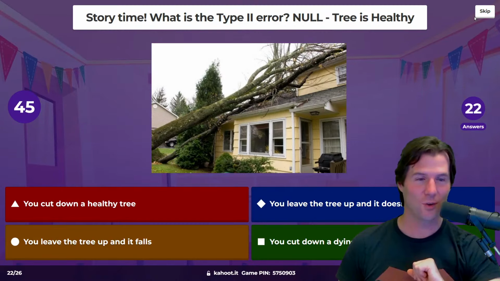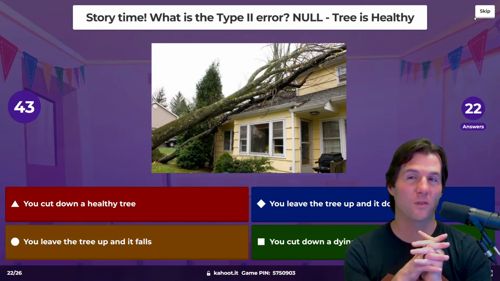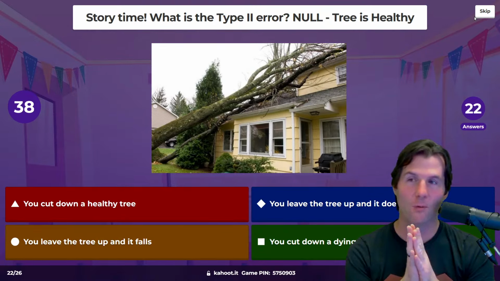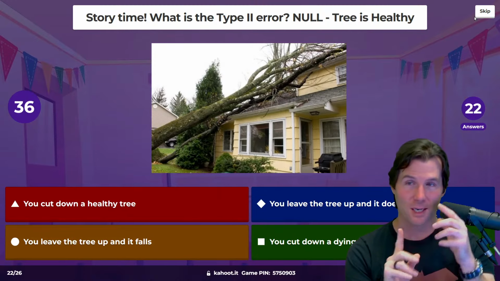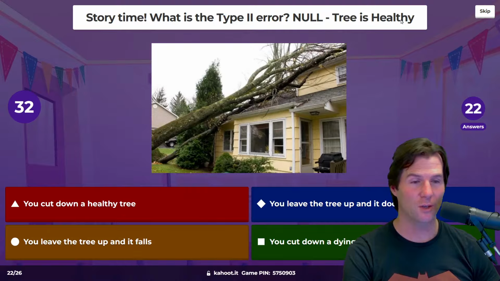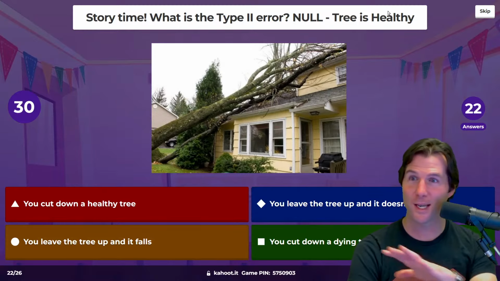I reject the null. So what would happen if someone made a type 1 error across their whole lawn? Does anyone know what would happen if you made a type 1 error? In a type 1 error, the null is true. The tree is healthy, but you reject the null. So what would happen to your lawn if you made type 1 errors everywhere?